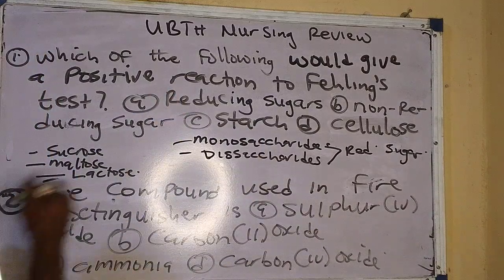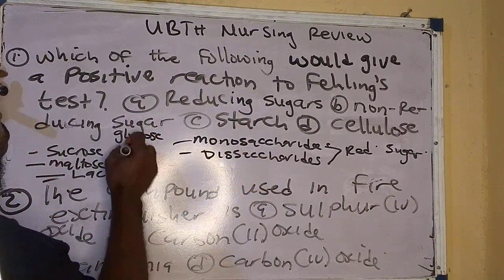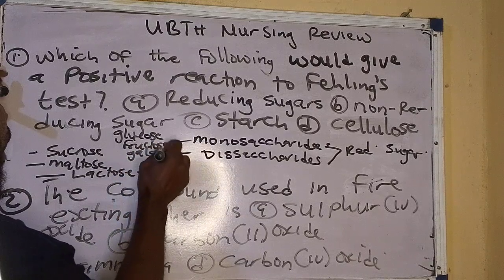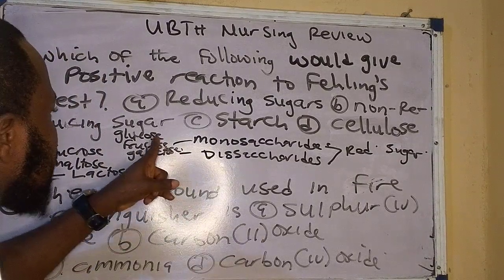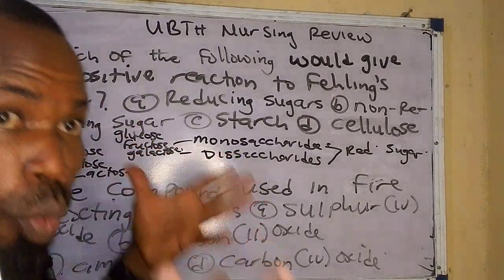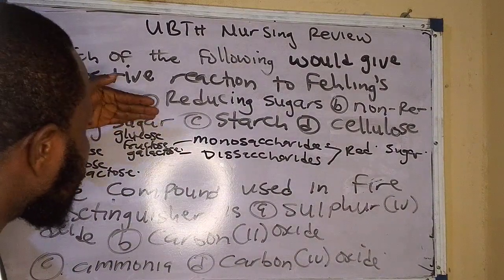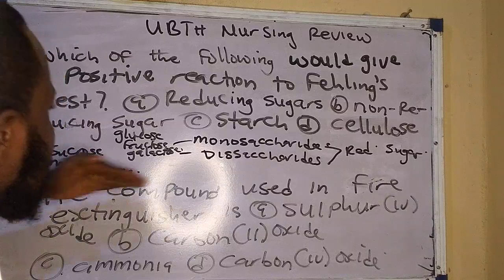Now, let me bring out something for you. Then we have glucose, pardon me. Now we have glucose, we have fructose, and of course we have galactose. Now, ladies and gentlemen, boys and girls, as you're watching it, these are common monosaccharides. Please, these are not the only monosaccharides that we have, but these are the common monosaccharides. Glucose, fructose, galactose are monosaccharides. Sucrose, maltose, lactose are disaccharides.